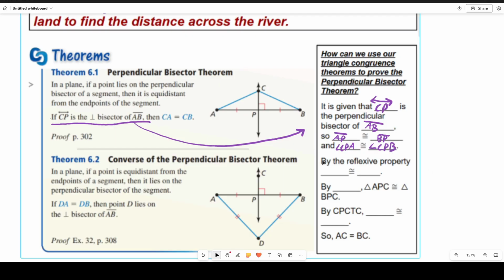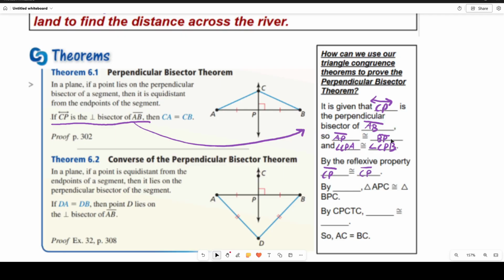If we go back and look at our proof, it says by the reflexive property. Reflexive means something always equals itself, and it's typically used when two triangles share a side. Right here, the only shared side would be CP. So I'm going to try that. By the reflexive property, side CP is congruent to side CP.